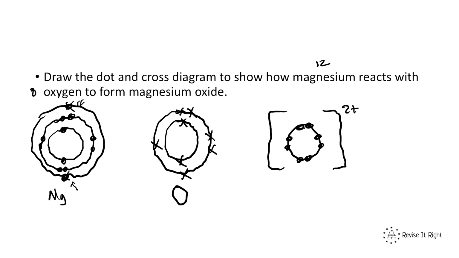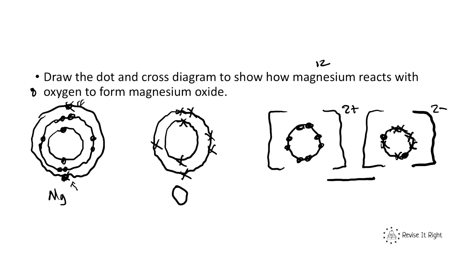And oxygen is going to gain those 2 electrons. So we draw the original outer shell of oxygen, which had 6 electrons in, so 1, 2, 3, 4, 5 and 6. And then we're going to draw the 2 electrons that we've received from magnesium, 1 and 2. And then because it's gained 2 electrons, it would be a 2 minus charge. And they would now ionically bond because they're attracted to each other by the electrostatic force because they're oppositely charged.